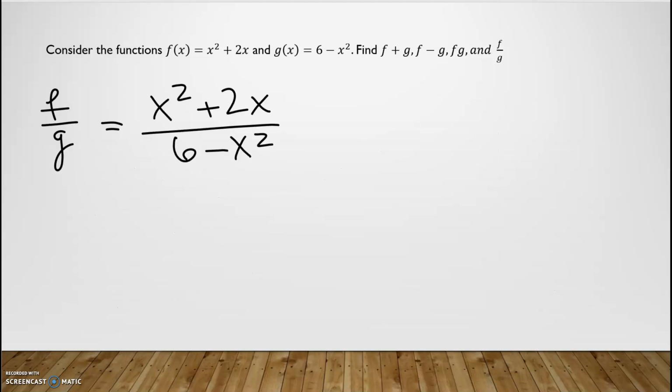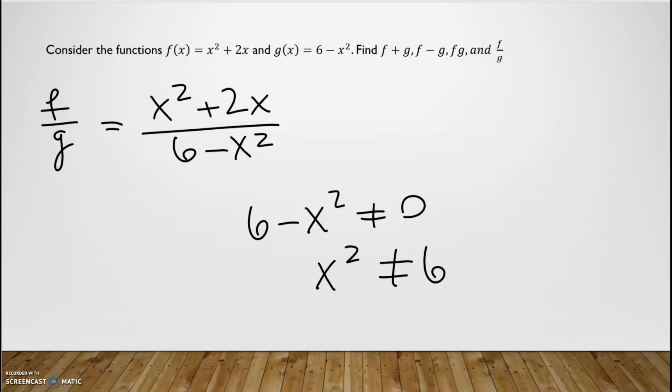Now we could go back to this one and say, okay, well, we're going to set this thing equal to what we don't want it to be. So x cannot be 6. Then I'm going to square root that. So x cannot be the square root of 6.